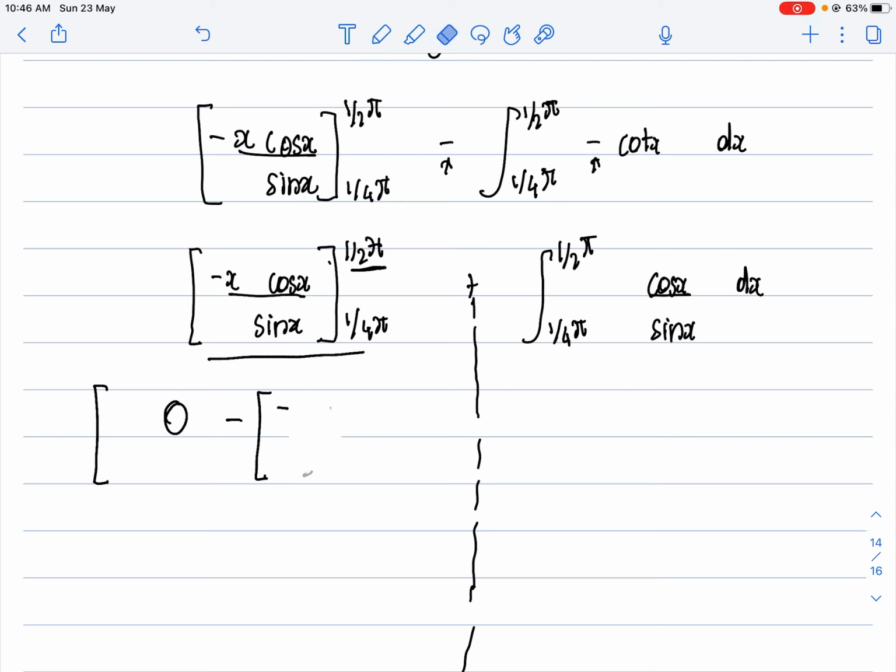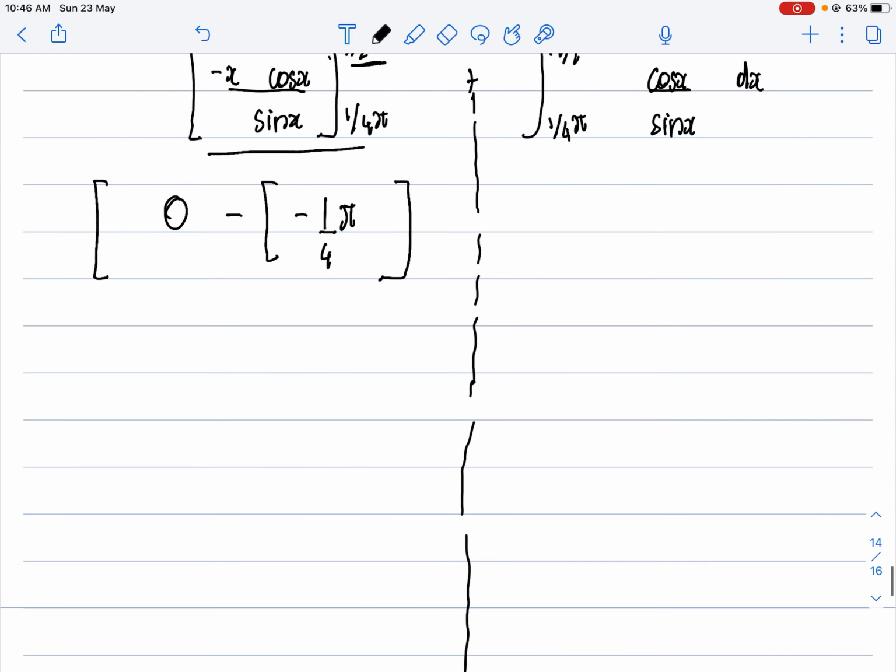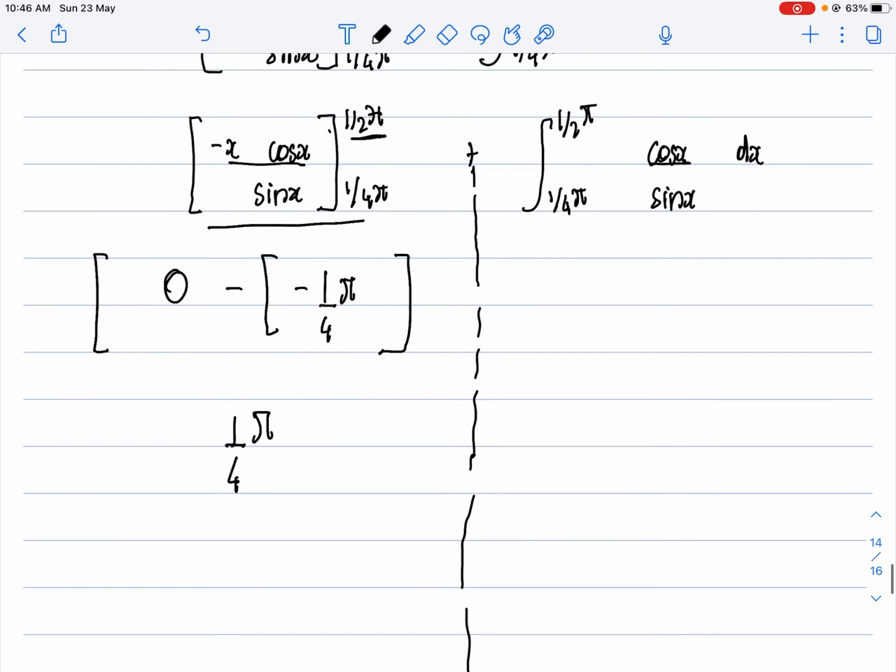Sorry, this is a problem. 1 second, minus 1 over 4 pi. Now what I can do is simply cos of 1 over 4 pi over sine of 1 over 4 pi, which will give me 1. So I can just simply write this as 1 over 4 pi. Basic limit substitution. Now let's focus on the other part.